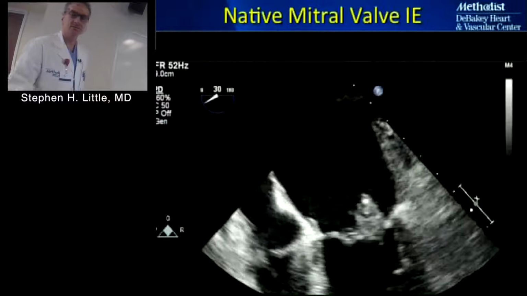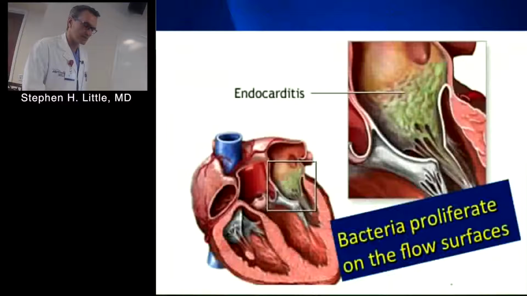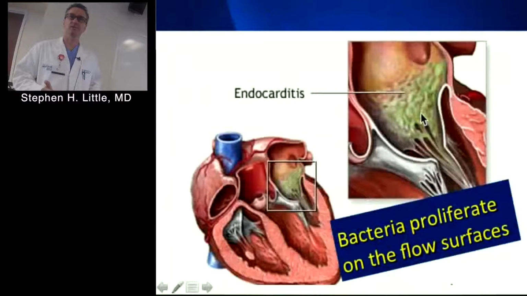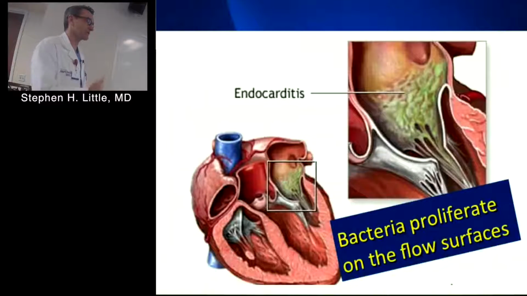So what is histologically the lesion? One of the features is that they tend to accumulate on the flow surface. So that's important. The flow surface of the mitral valve is the atrial side. The flow surface for the aortic valve is the ventricular side. If you have a prosthetic material, all bets are off. But on native valves, the base of the lesion tends to be on the flow surface.